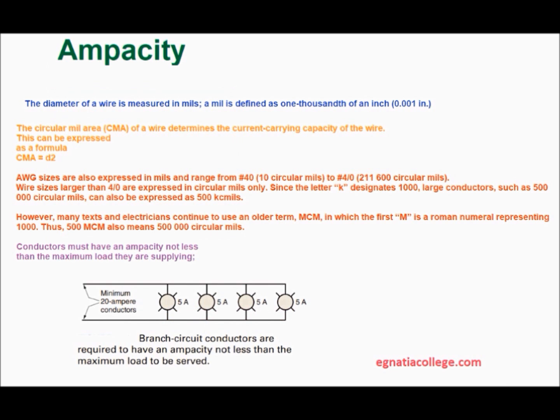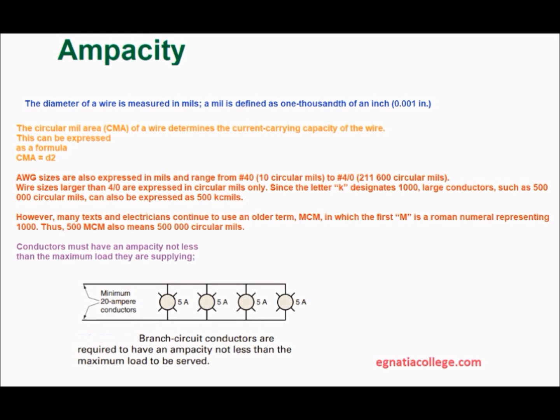Ampacity. Ampacity is defined as the current in amperes a conductor can carry continuously under the condition of use without exceeding its temperature rating. This value depends on the cross-sectional area of the wire. Since the area of a circle is proportional to the square of the diameter, the ampacity of a round wire varies with the diameter squared.